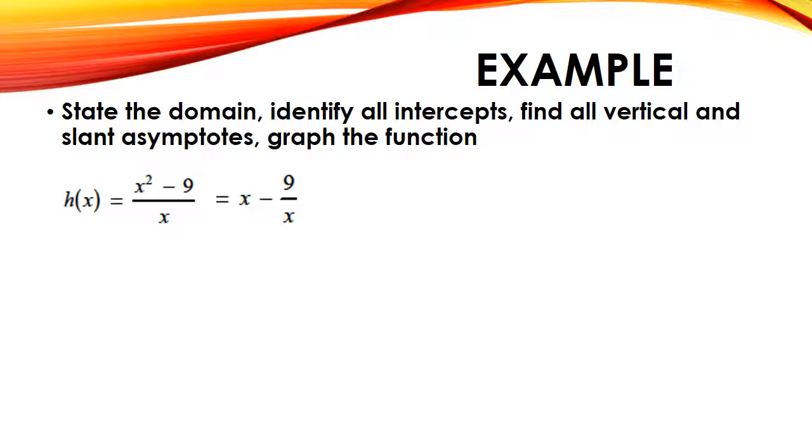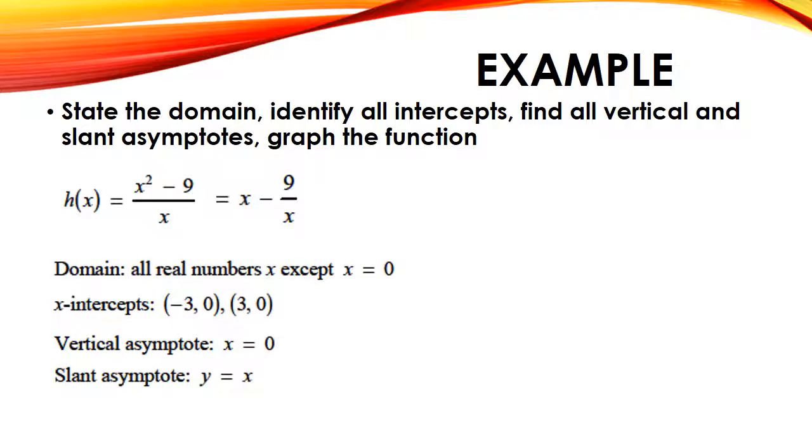Okay, now one way to do this is you can separate it. It's (x minus 9) over x. Actually, that's what you get when you do the division. So the domain is all real numbers except x equals 0. Your x-intercepts are where the top will equal 0, which is at -3 and +3. If you factor x squared minus 9, you get (x plus 3) times (x minus 3).